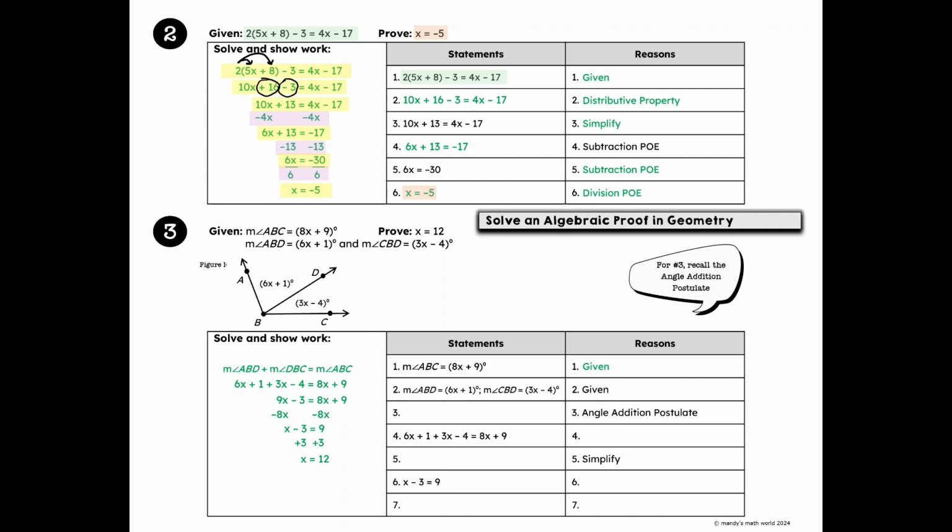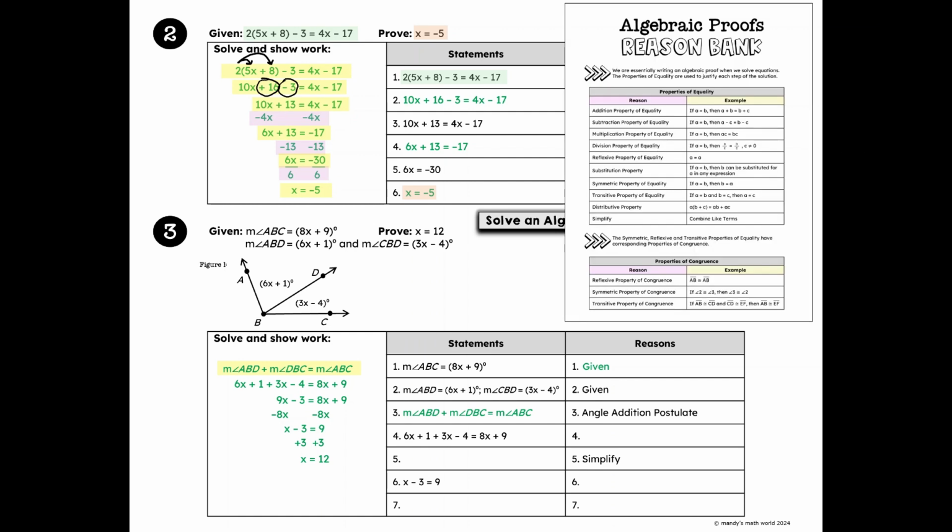Okay, moving along through this more difficult one. You can see number 3, I have the angle addition postulate as the reason, and I've already written that there, which states that the measure of angle ABC plus the measure of angle DBC equals the measure of angle ABC. So I have to show that I'm using the angle addition postulate, and here is what it is saying to solve this equation. Okay, that's the very first thing that we wrote.